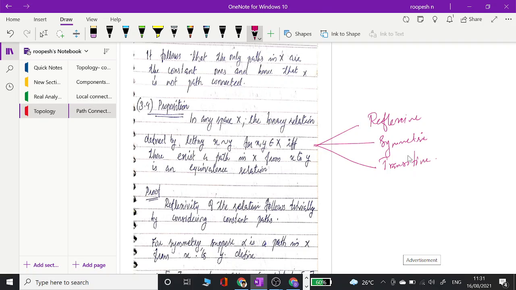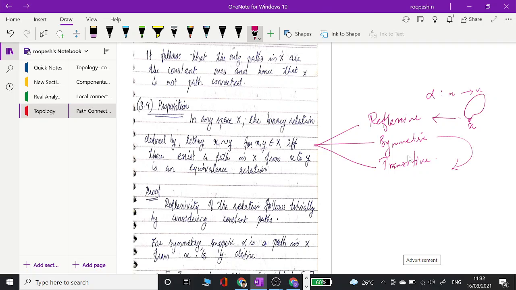Reflexive is very easy because x is connected to x. Nothing but loops, right? For x, you can find a loop. So reflexivity is very evident.